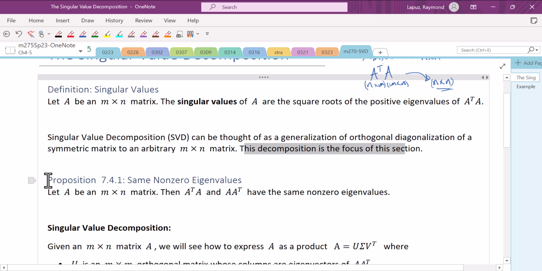All right, a proposition tells us that if you have an m by n matrix, then A transpose times A and A times A transpose will have the same eigenvalues. So that is very interesting that they have the same eigenvalues. It's almost like assigning an eigenvalue for A. And so here's how the decomposition is going to work.